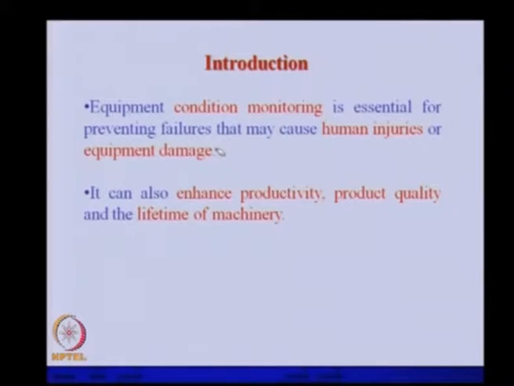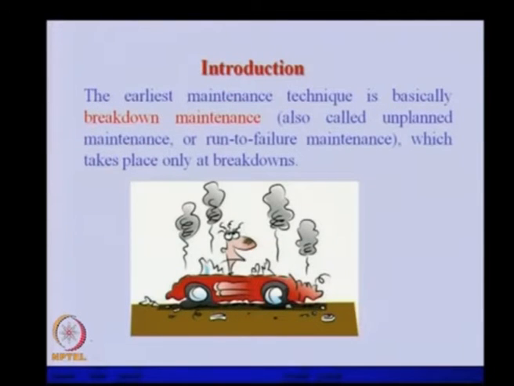To introduce this subject, equipment condition monitoring is essentially about preventing failures that may cause human injury or equipment damage. It can also enhance productivity if we maintain the machine properly. Product quality will be good, and the life of the machinery will be longer. This is the breakdown maintenance. Earlier, the maintenance technique was basically breakdown maintenance, also called unplanned maintenance or run to failure maintenance, which takes place only at breakdowns. So, when the machine fails, then you call for maintenance. That is called breakdown maintenance.